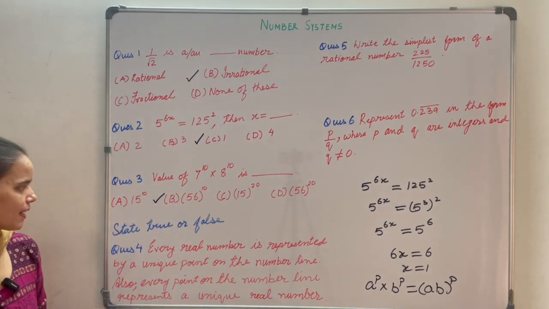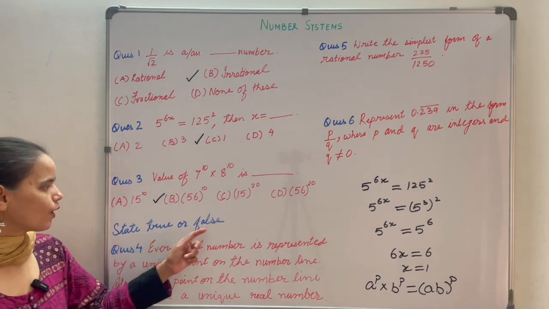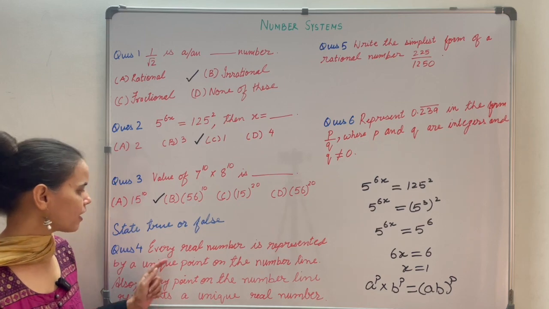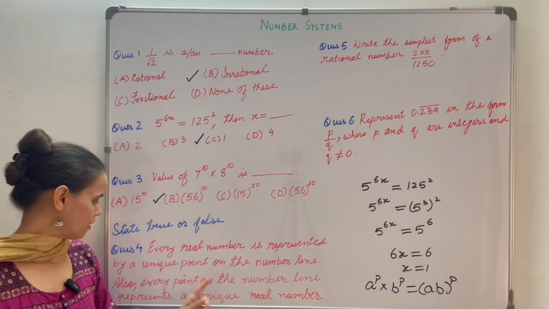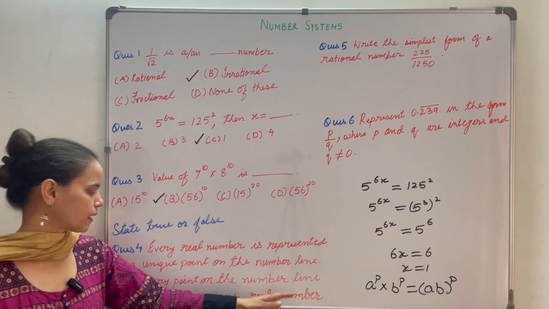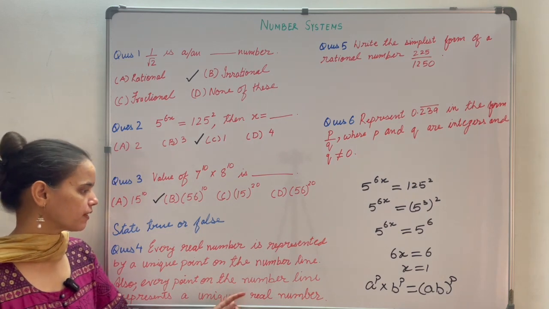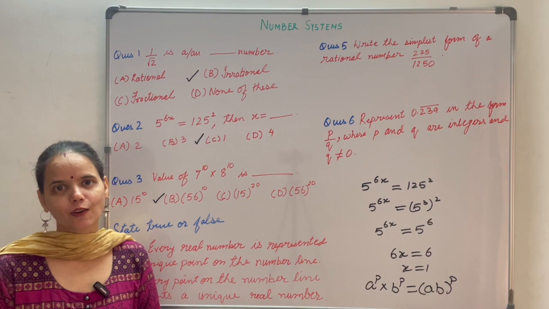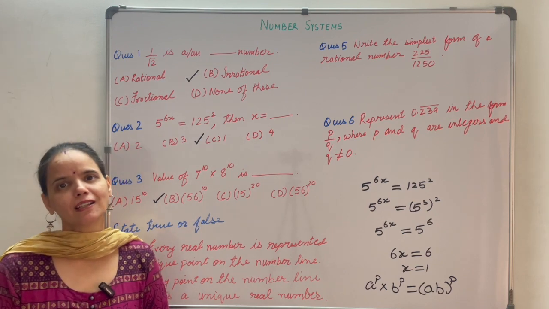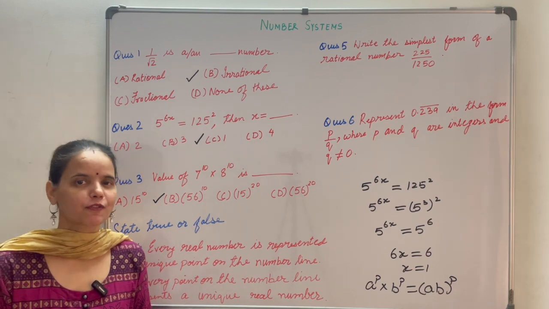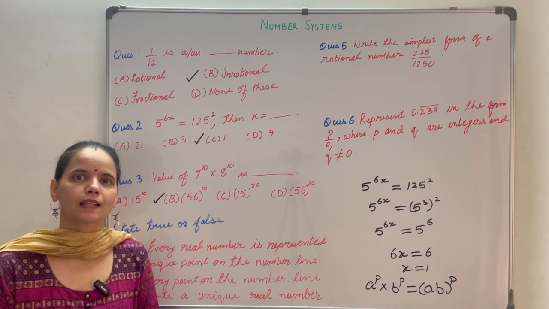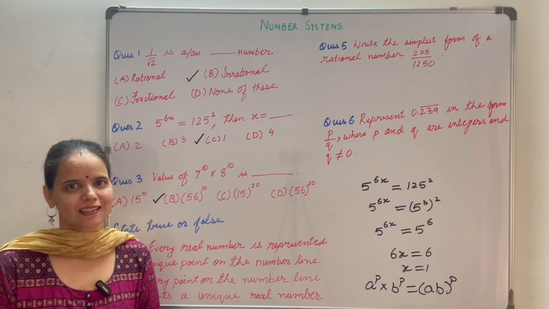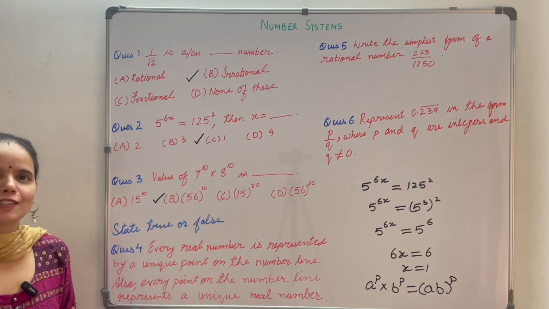Now let us take the next question. State true or false. Every real number is represented by a unique point on the number line. Also, every point on the number line represents a unique real number. That is true. Every real number has got a unique representation on the number line. Or the same thing we can say in other words that every point on the number line represents a unique real number. So this is true.